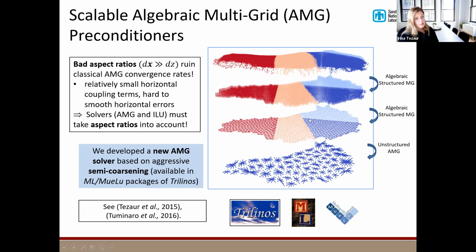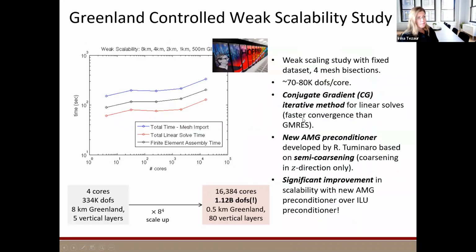And the solver turned out to be one of the new algorithmic outcomes of this project that we've also applied to other application areas that are characterized by thin structures with layered meshes in the thin direction, with very good results. So this has actually been made available as a part of several Trilinos packages and has impacted other application areas as well, beyond just this land ice modeling one.